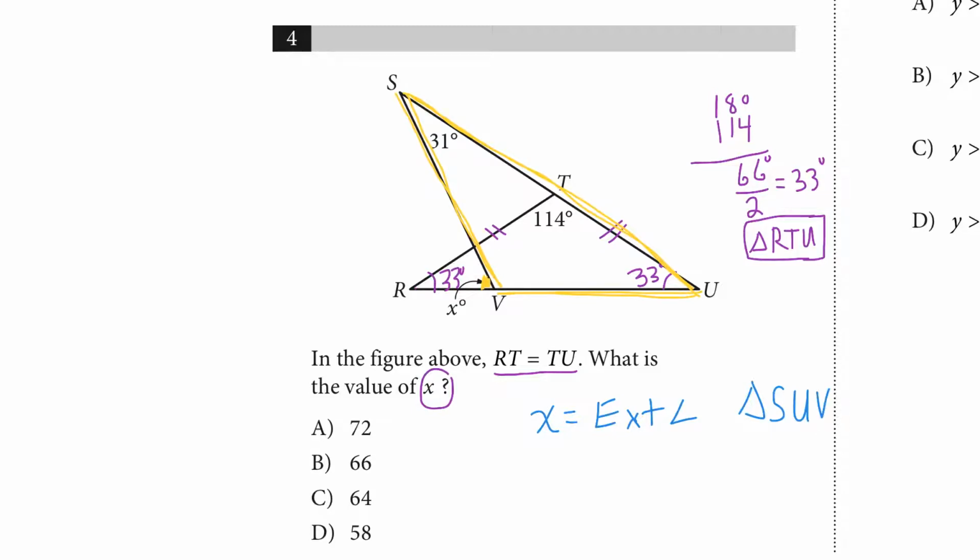And the exterior angle is the sum of the two interior angles that are furthest away from that vertex. So x is actually going to be 31 plus 33, which would be 64 degrees. And that's going to be the easiest way of doing this problem. The answer is 64 degrees.